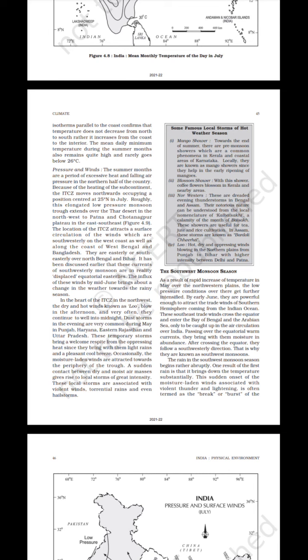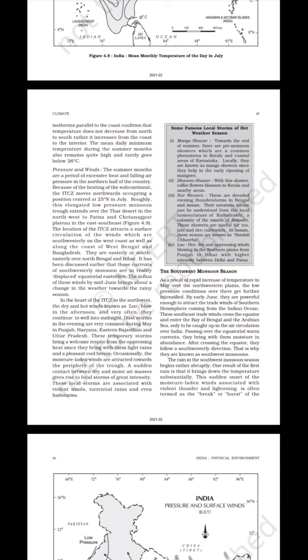Occasionally, the moisture-laden winds are attracted towards the periphery of the trough. A sudden contact between dry and moist air masses gives rise to local storms of great intensity. These local storms are associated with violent winds, torrential rains, and even hailstorms.